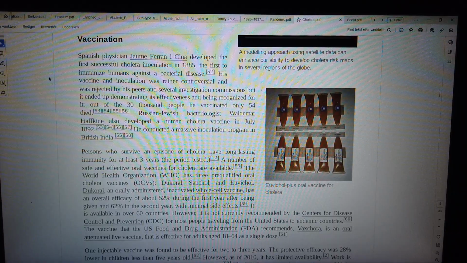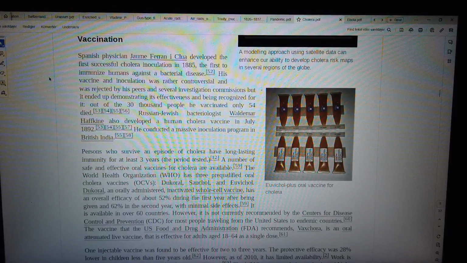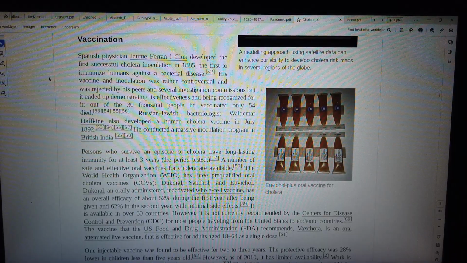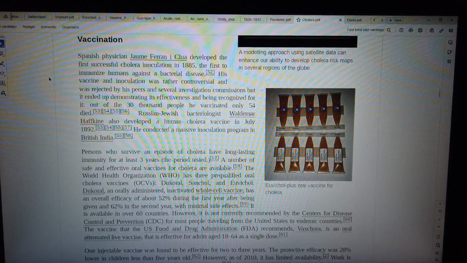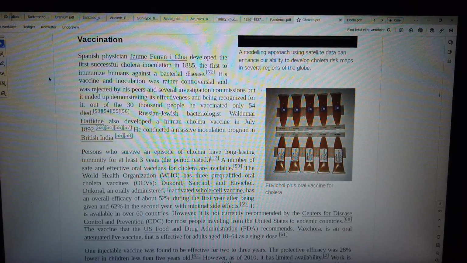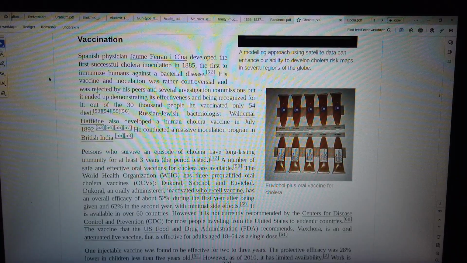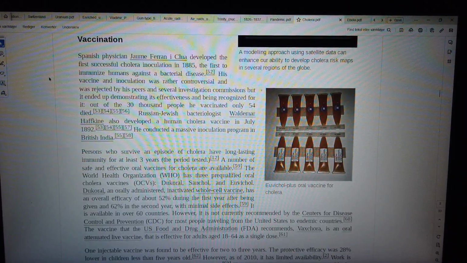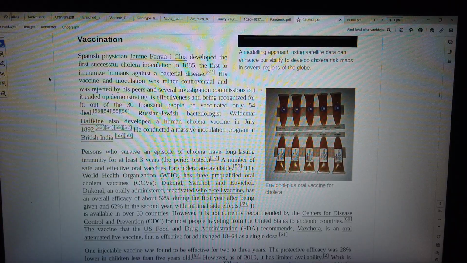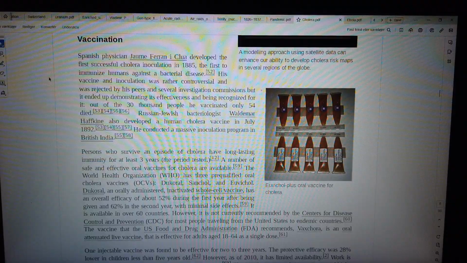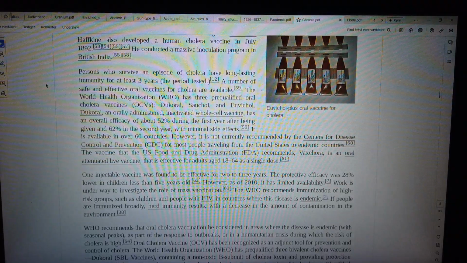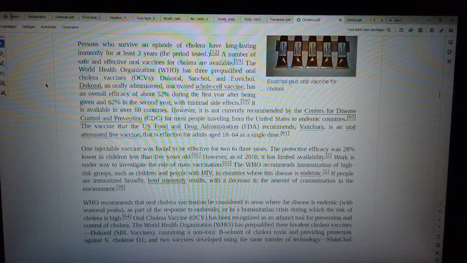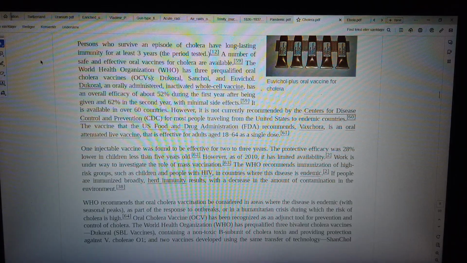Russian Jewish bacteriologist Waldemar Haffkine also developed a human cholera vaccine in July 1892. He conducted a massive inoculation program in British India. Persons who survive an episode of cholera have long-lasting immunity for at least 3 years, the period tested.